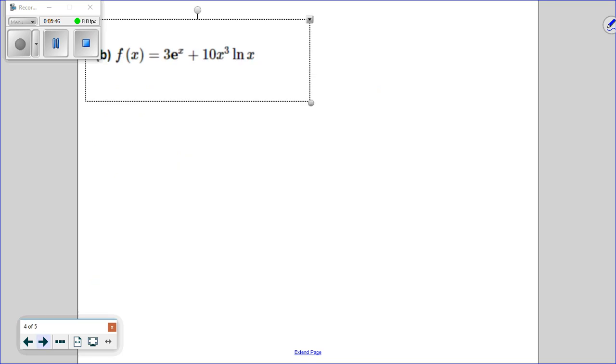All right, next example, we have 3 times e to the x plus 10x cubed times natural log of x. Okay, so here we have to use the product rule.